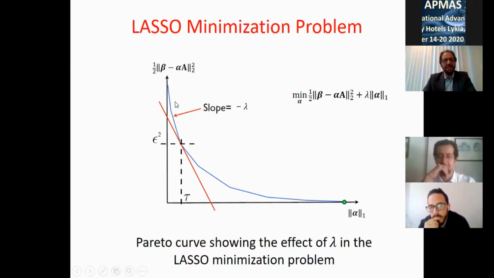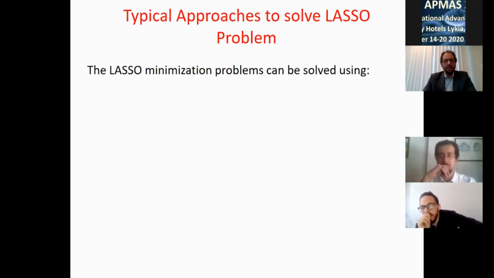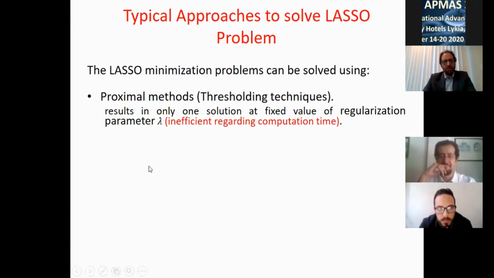And you can see here that if you want absolute sparsity, you can just take this solution right there. And if you want the best fit, you can take the solution right here. And now this is what gets you on this Pareto curve that says the effect of lambda on this lasso minimization problem. So typical approaches to solve this lasso problem is you can go on and use something called proximal methods.